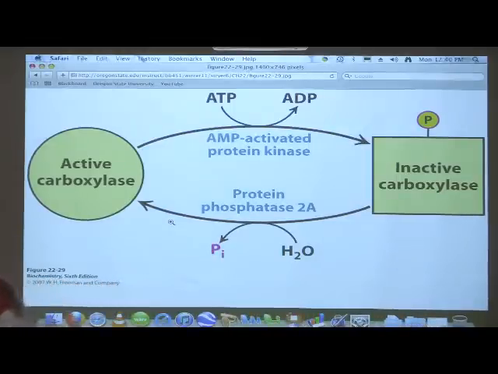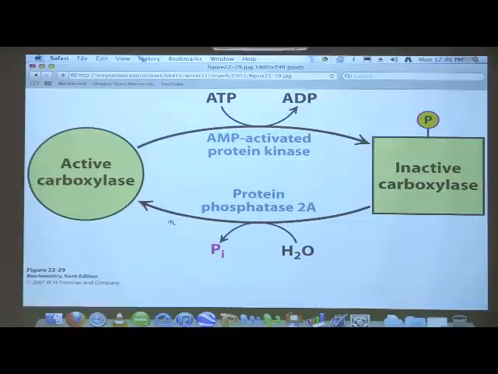Okay? Just this kinase. So this is not cyclic AMP. This is AMP. All right? So this kinase is activated when AMP binds to it. Okay? Now, from an energy perspective, this makes a lot of sense. What's AMP an indicator of in the cell? Low energy, right? Low energy.